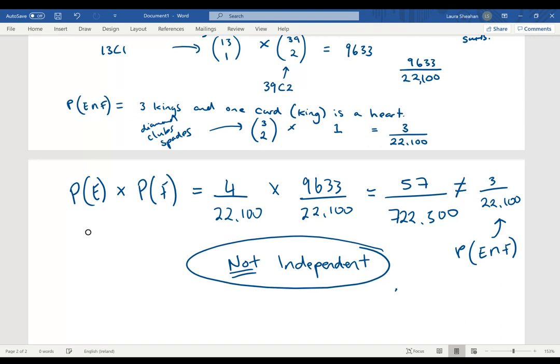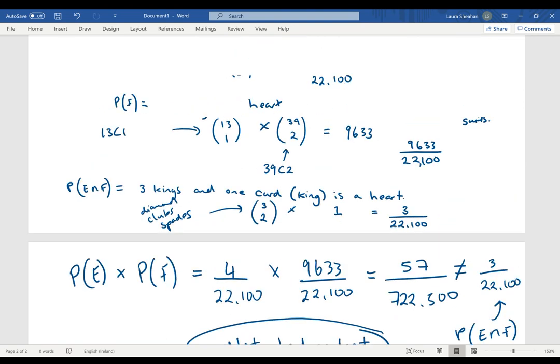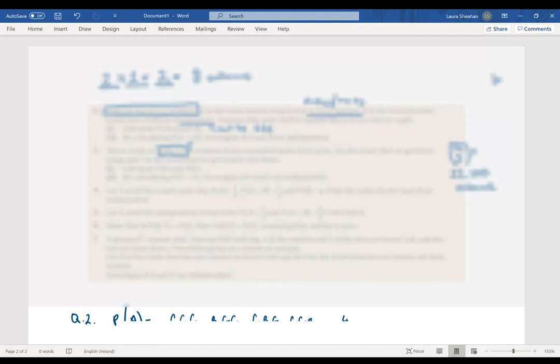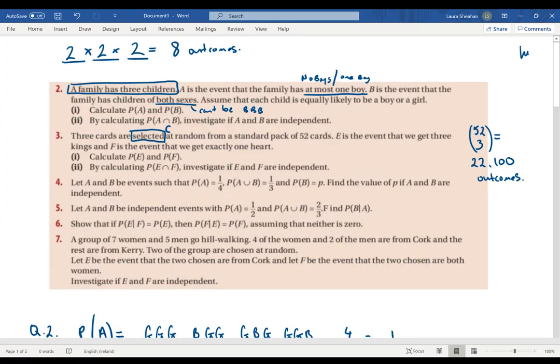Right, question 4. Question 4 says, let A and B be events such that P(A) is 1/4, P(A union B) is a third, and be careful, that's union, not intersection, and the probability of B is p. Find the value of p if A and B are independent. So we know they are independent this time.